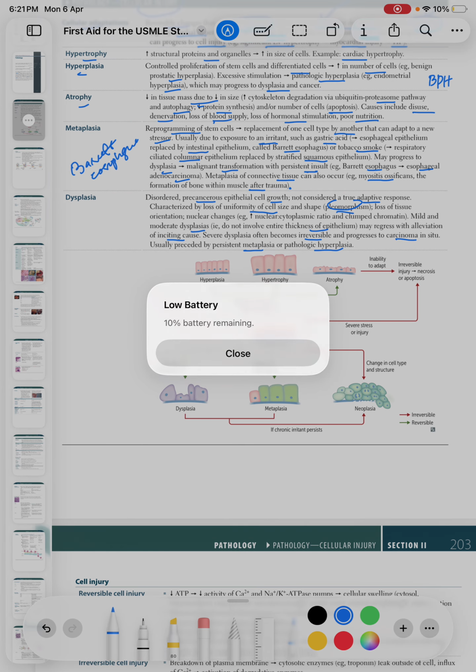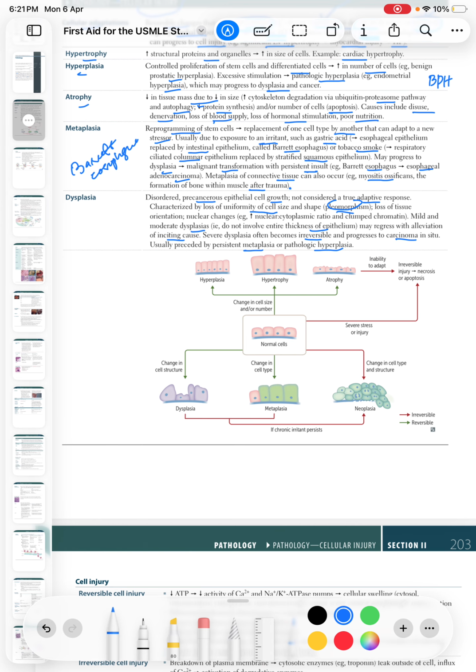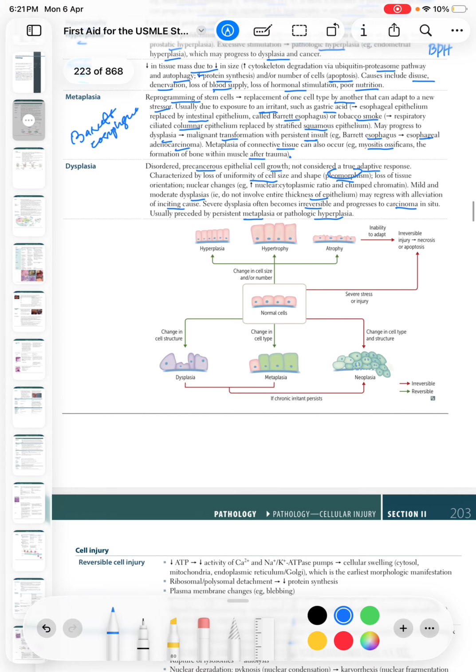Okay, so what is dysplasia? It is a disorder in which precancerous epithelial cell growth occurs, and this is not usually a true adaptive response. In dysplasia, it is precancerous, not cancerous, epithelial cell growth, and not the entire thickness of the epithelium is involved, but there is some abnormality which leads to the formation of abnormal cells.